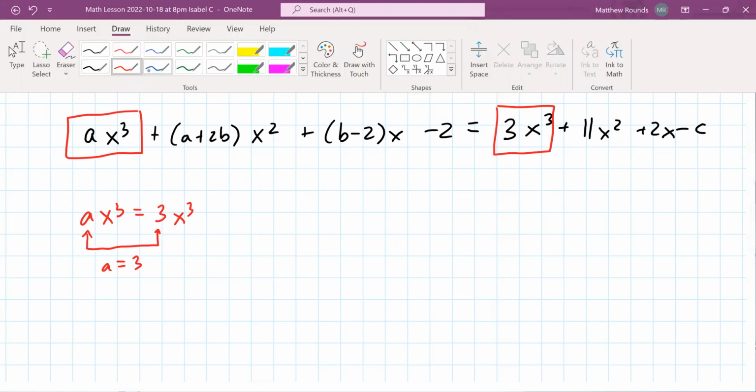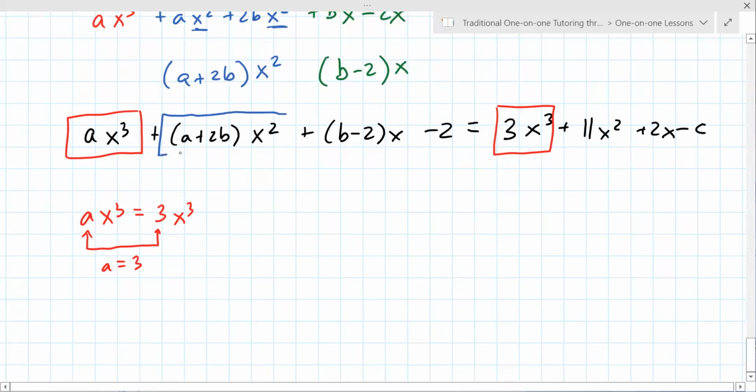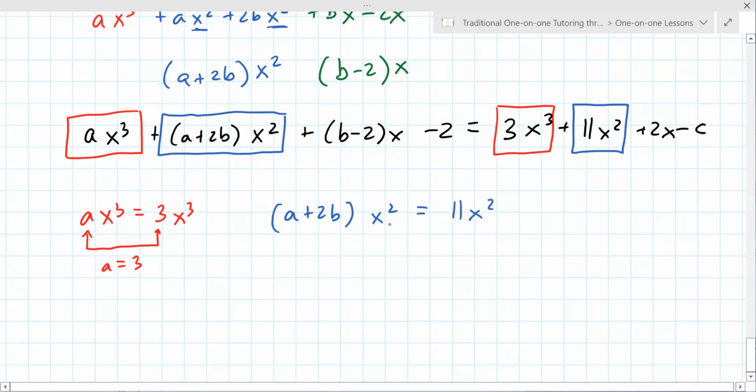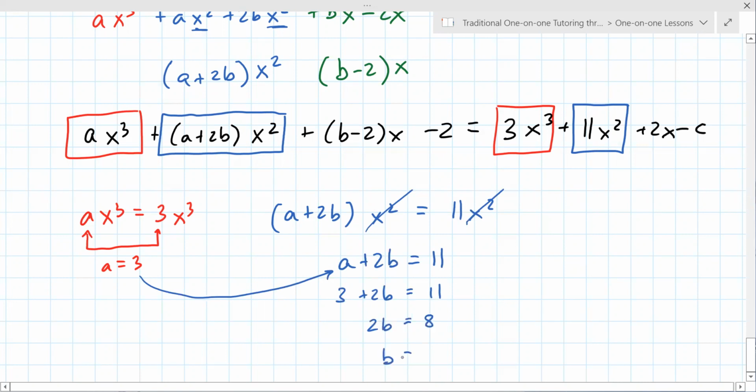We can do this. Then you take the a plus 2b x squared, and that equals 11x squared. You can think of it as the x squared's canceling. It's not quite right, but we can go with that. So a plus 2b equals 11. But what is the value of a? 3. So it's really 3 plus 2b equals 11. 2b equals 8. b equals 4.